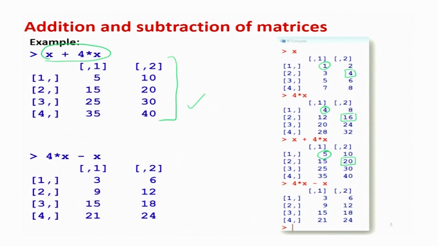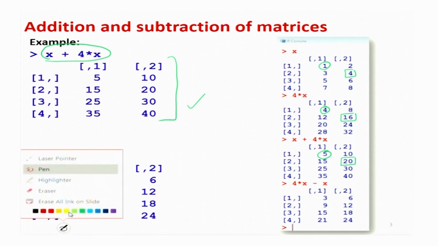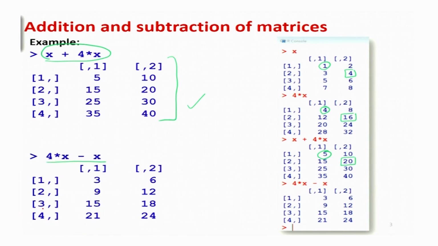Now, similarly, if you subtract these two matrices, 4 into x minus x, you can see that the same rule is followed here also. For example, in the 4x matrix at the second row and first column, the value is 12 and the element in the matrix x at the same address is 3, and if you subtract 12 minus 3, you get 9, right. And similarly, the element in the 4th row and 2nd column here is 8, and the element in the 4th row and 2nd column of 4x is 32.